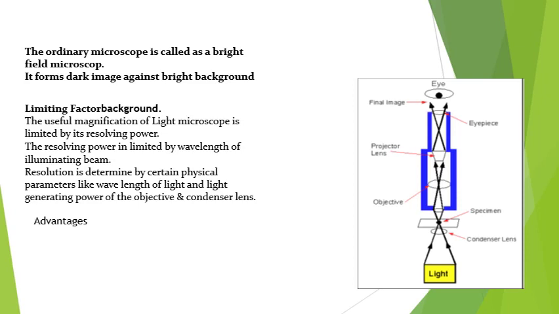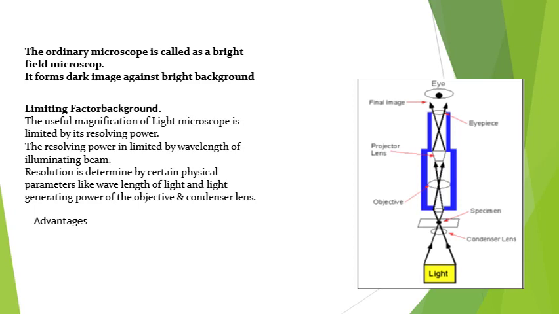In this microscope there are some limiting factors. Number one is resolving power, because the magnification of a light microscope depends upon resolving power, and resolving power depends upon the wavelength of illuminating light. So this resolution is determined by certain physical attributes or characteristics of the wavelength of light and the light gathering power of the objective and condenser lens.